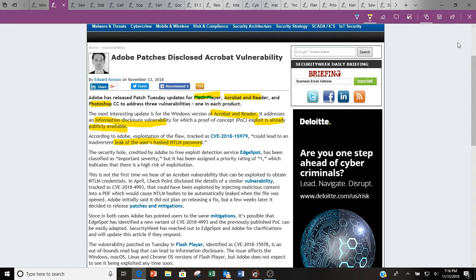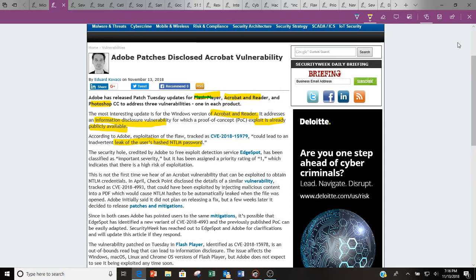Adobe also released patches for Flash, Acrobat, Reader, and Photoshop. The Acrobat Reader is the one that's getting the most attention because it provides information disclosure and an exploit is already publicly available. So what does this mean for both Adobe and Microsoft products?